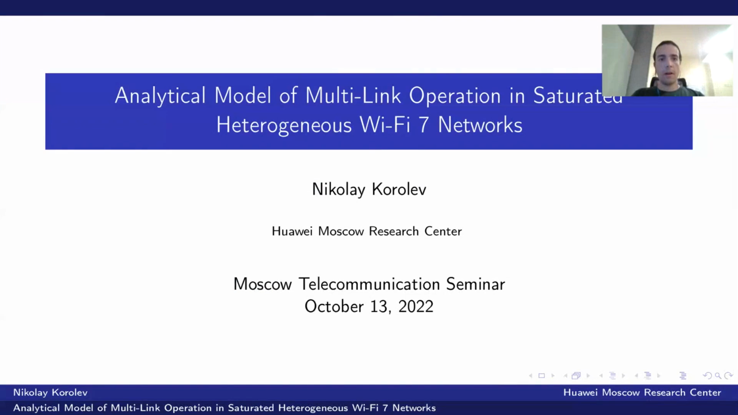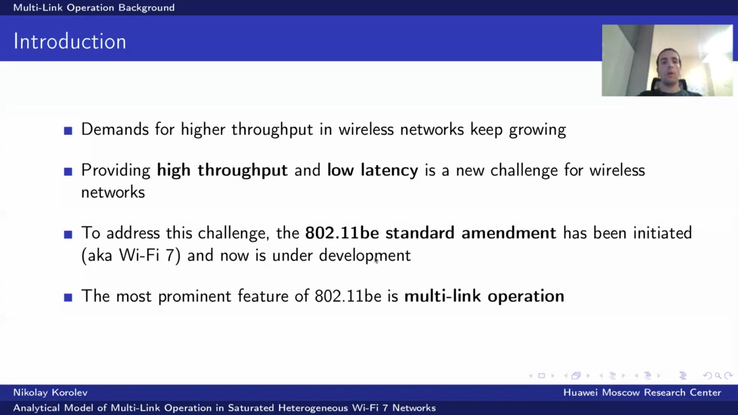Hello everyone. Well, as already said, I'm going to talk today about an analytical model of multilink operation in saturated heterogeneous Wi-Fi 7 networks. Let me start with the introduction. Why do we consider this topic today? Today, the demand for high throughput for many applications in wireless networks keeps growing, and it puts more and more restrictions and targets for throughput and latency on Wi-Fi transmission.